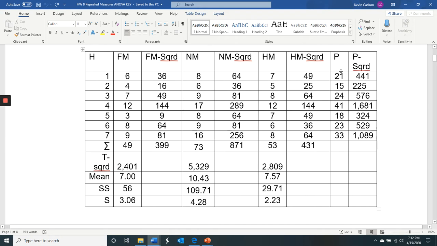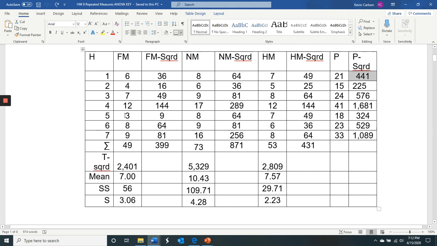So remember, P is adding up the scores for, we say person, but in this case it's the hospital. So it's whatever participant it is. In this case, it's hospital. So we do full moon plus new moon plus half moon, 6 plus 8 plus 7. The P is 21. And then P squared is 21 times 21, which is 441.